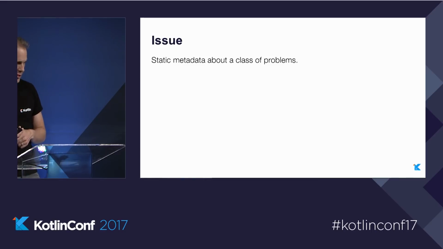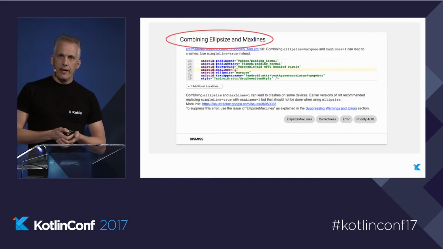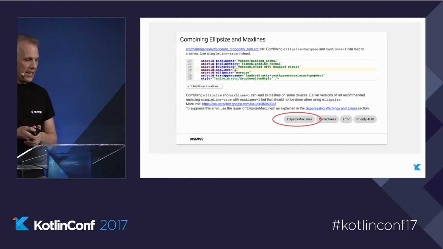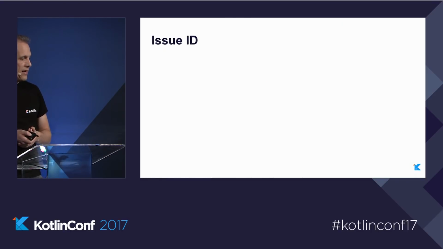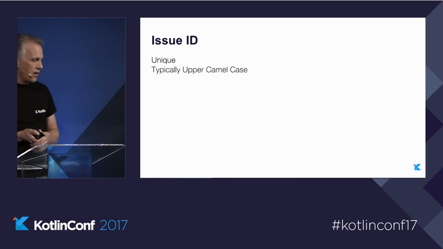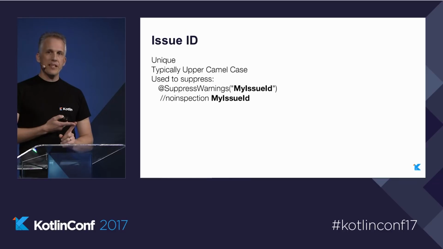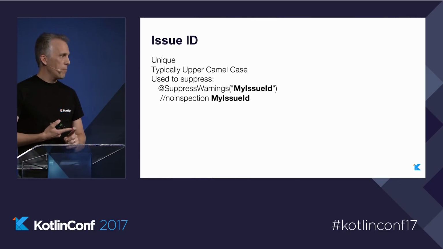So what is an issue? Let's take a look at our HTML report again. An issue has a title, which should be a very short summary. It has an ID, and the ID needs to be unique. It's typically upper camel case, and it needs to be semi-user readable, because this will show up in users' suppression annotations.